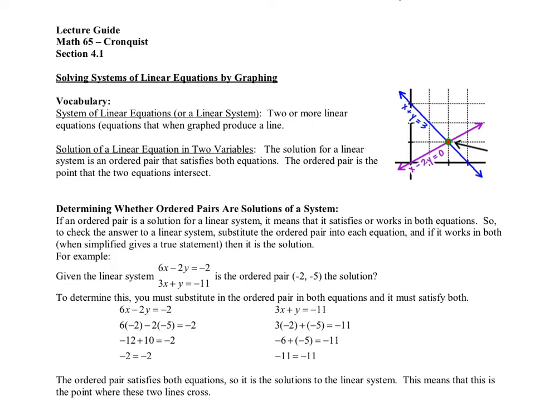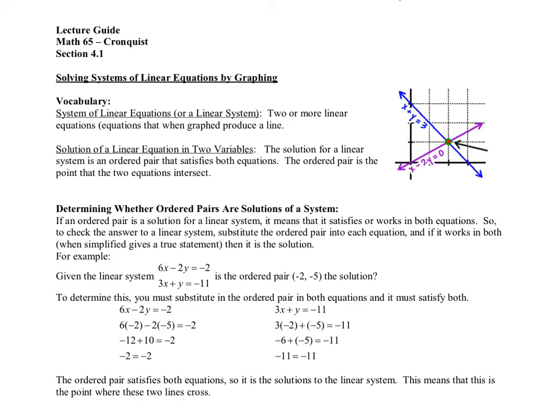All right, first, let's talk about what we are graphing. We are graphing systems of linear equations, or sometimes called a linear system. This is when we have two or more linear equations. So that means equations that can be graphed as a line, like y equals 5x plus 3, or something along those lines.